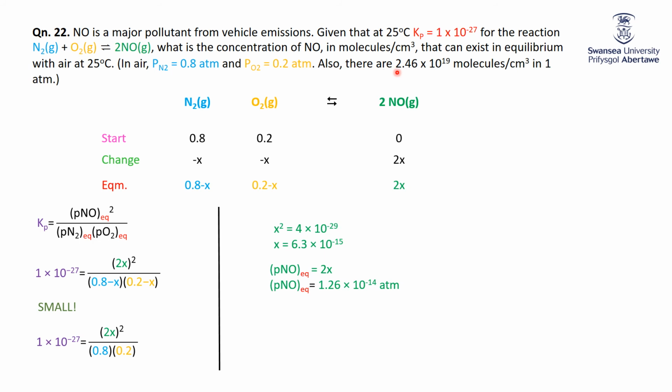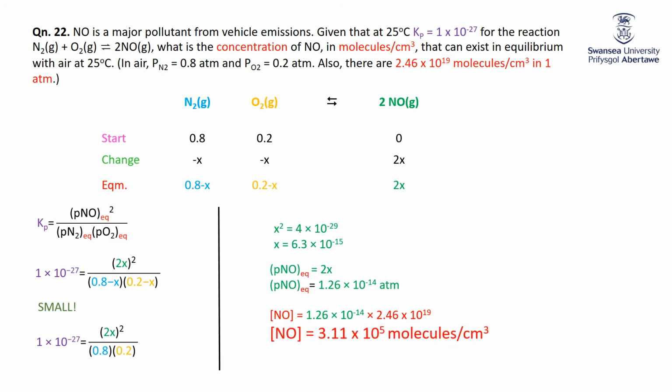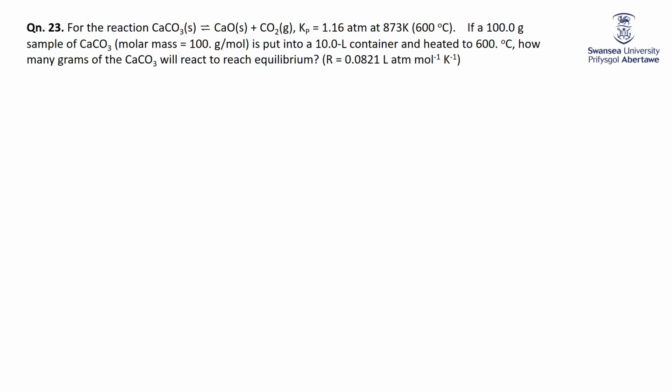Well, if the last sentence hadn't been there, we'd be totally up a gum tree. As it is, though, we're told, well, in 1 atmosphere, there's 2.46 times 10 to the 19 molecules per cubic centimeter. So therefore, all we have to do to get the NO in molecules per cubic centimeter is multiply this by 2.46 times 10 to the 19, and we get 3.11 times 10 to the 5 molecules per cubic centimeter. So another fun question, when you first look at it, you think, oh my goodness, what is going on? But then it actually gets a little bit more straightforward.